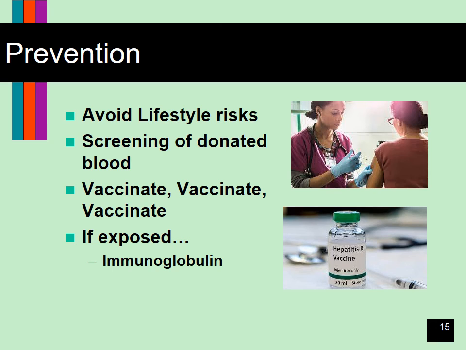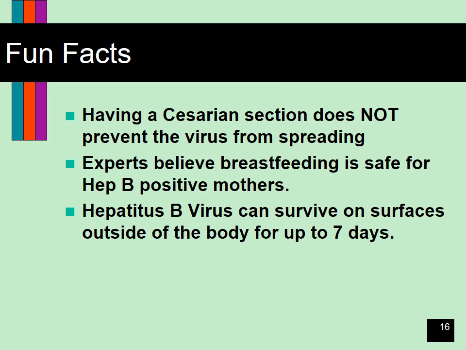Screening of donated blood is done to help prevent viral spread. You should also avoid lifestyle choices that put you at risk, like unprotected sex and intravenous drug use. Hospital workers, intravenous drug users, people with multiple sex partners, birthing mothers and their children, and pretty much everyone else can get vaccinated. Proper vaccination can provide anywhere from 98 to 100% protection from the virus. Also, if an individual is exposed to the virus, hepatitis B immunoglobulin can be provided within a week after exposure to prevent the disease.